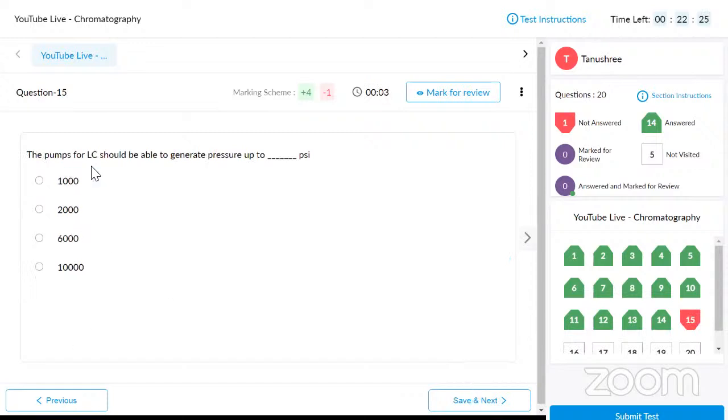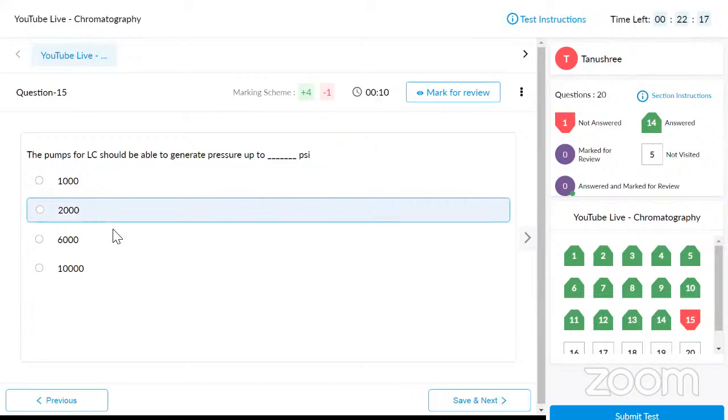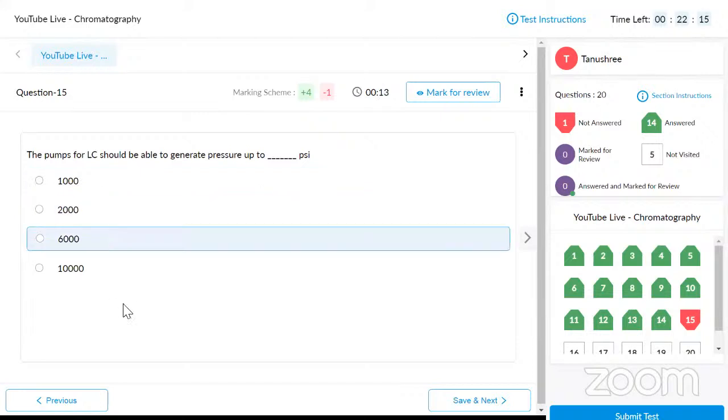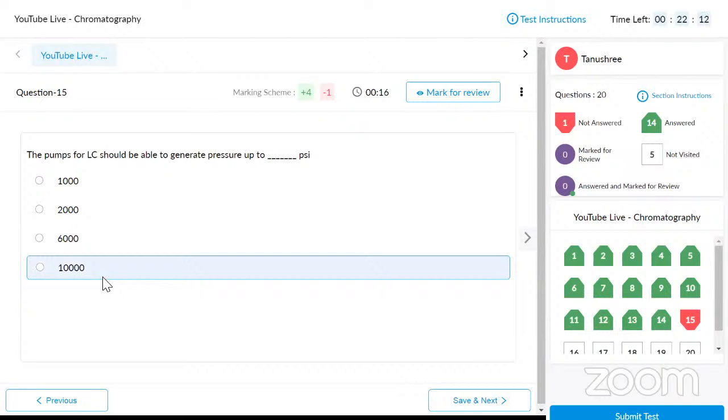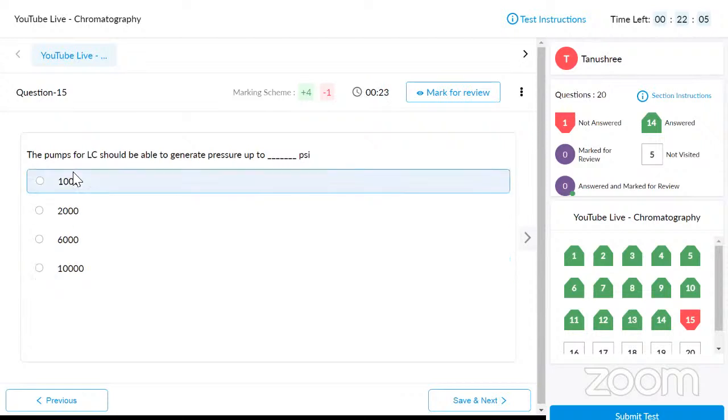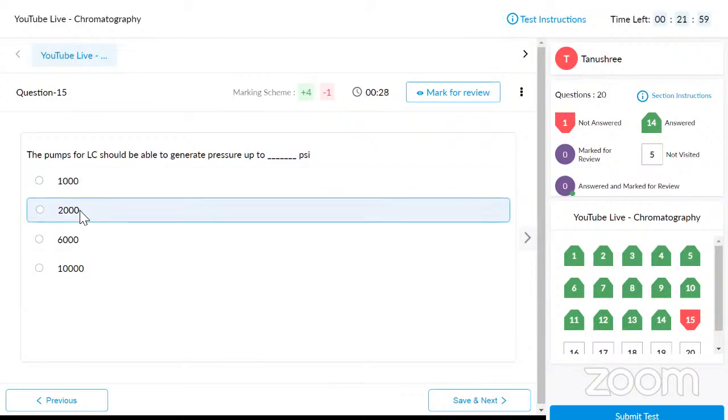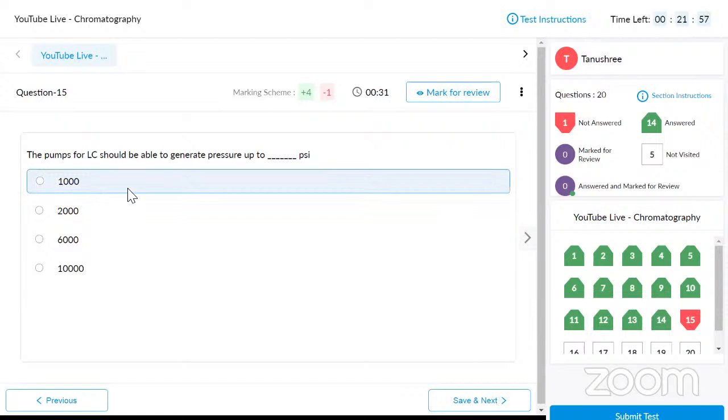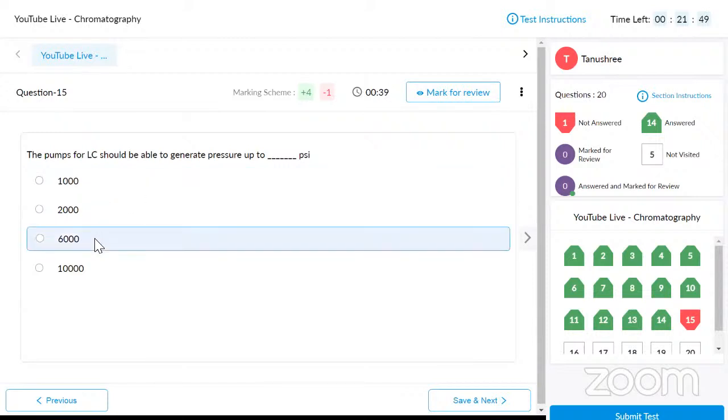Now we have: the pumps for liquid chromatography should be able to generate pressure up to the following PSI. Option A is 1000, option B is 2000, option C is 6000, and option D is 10,000. This is a very instrumental aspect of the liquid chromatography instrument. तो 1000 pressure जो है वो बहुत ज़्यादा कम है. So 1000 and 2000 is less pressure. That much pressure of the pump will not be able to provide the adequate volume of mobile phase to travel through your column. So the desired one that remains is 6000.